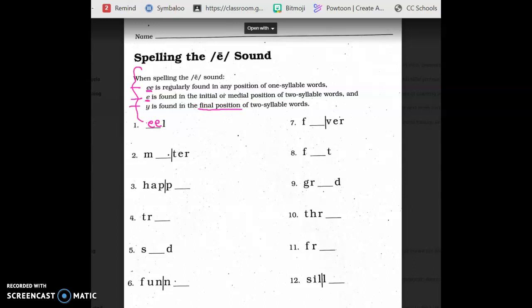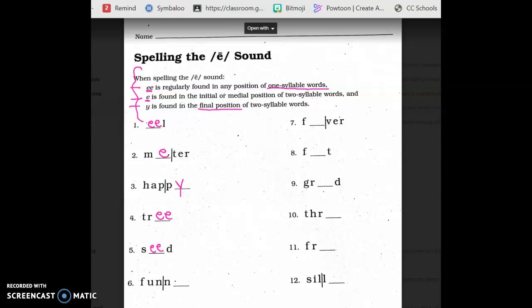All right, ready? Number two, we have meter, okay? And this will be one E, meter. Number three, happy. We have that final position, so we're going to have a Y. Number four, tree. We need two E's, tree. Number five, seed. And remember these two E's, it says in any position of a one-syllable word. Okay, one-syllable word. So that's kind of our clue there with that double E.